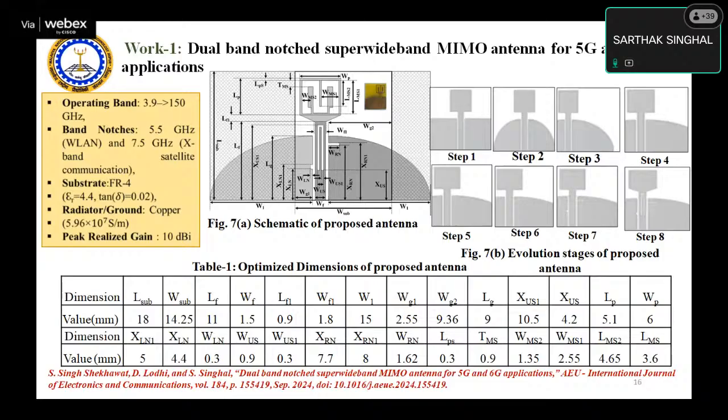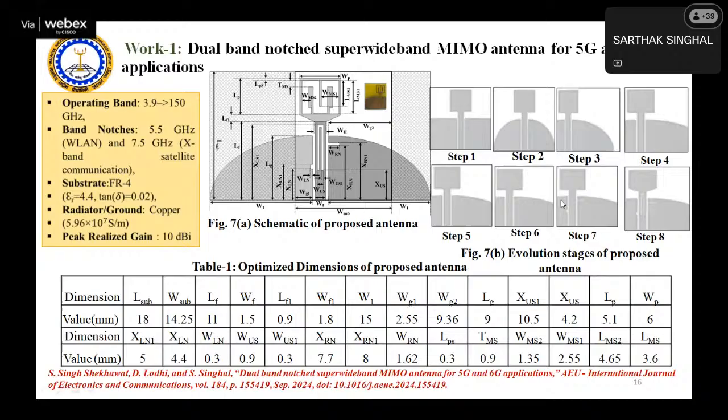This was designed, and it was covering from 3.9 to 150 gigahertz in terms of simulation, and it was having two band notches. These two band notches are because of two slots. One is in the radiator part and the second one is in the feed line. One is for WLAN and the second one for the X band satellite communication. It was designed on FR4 with metallic part as copper, and a peak gain of 10 dBi was achieved.